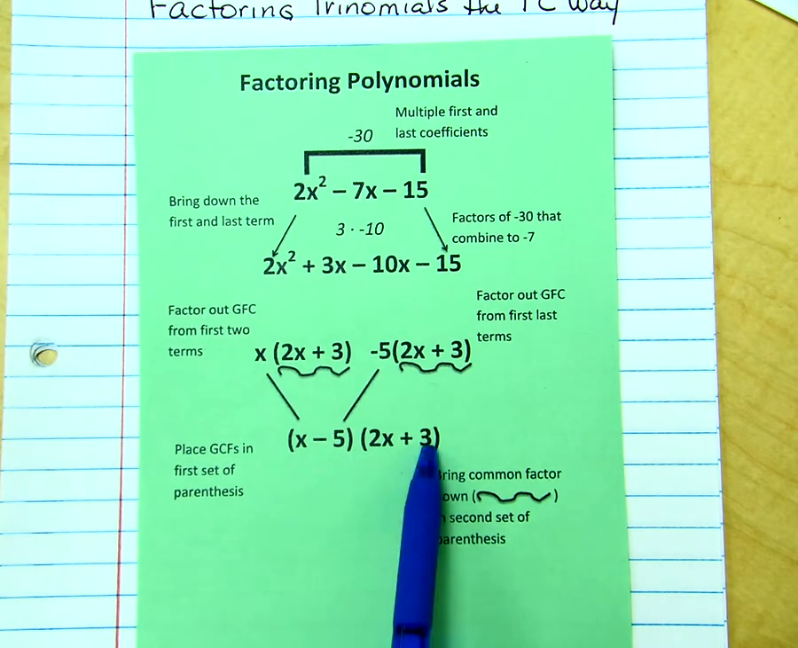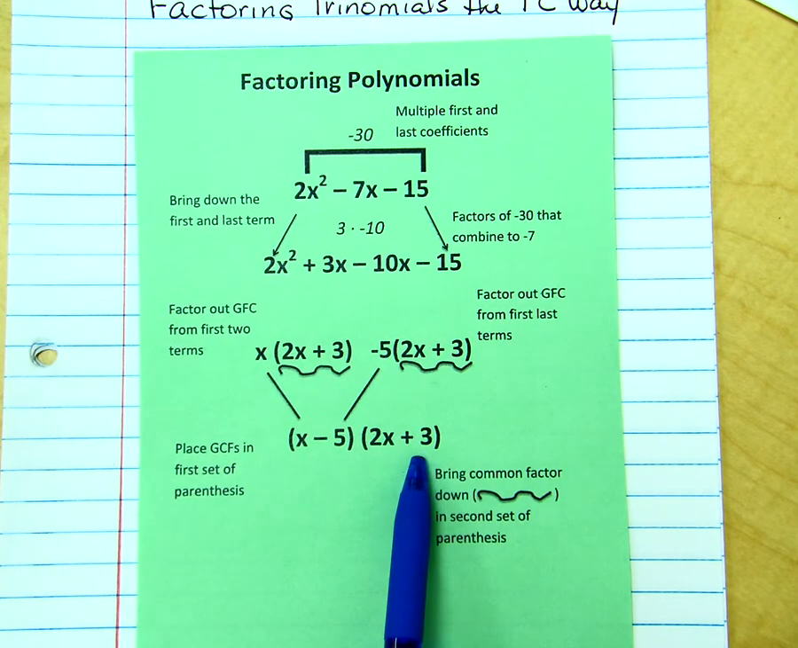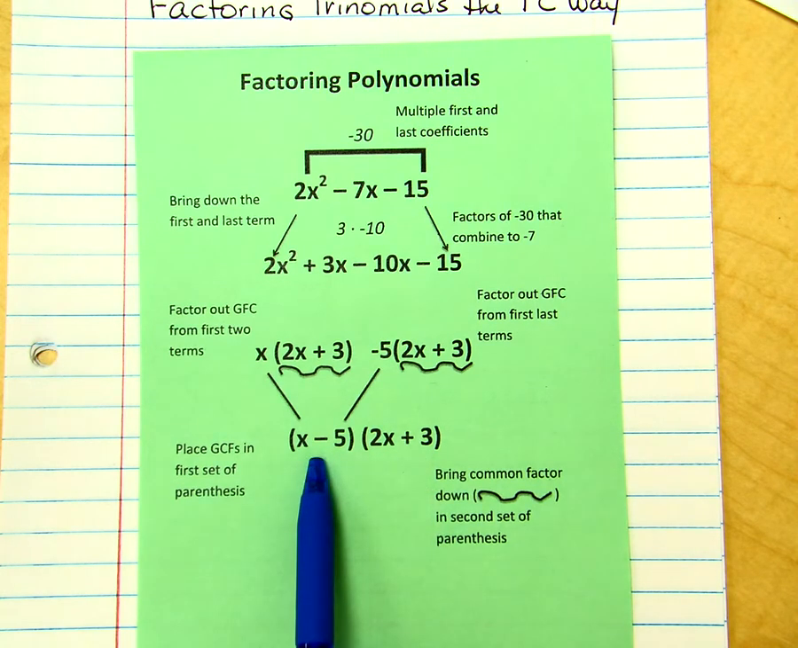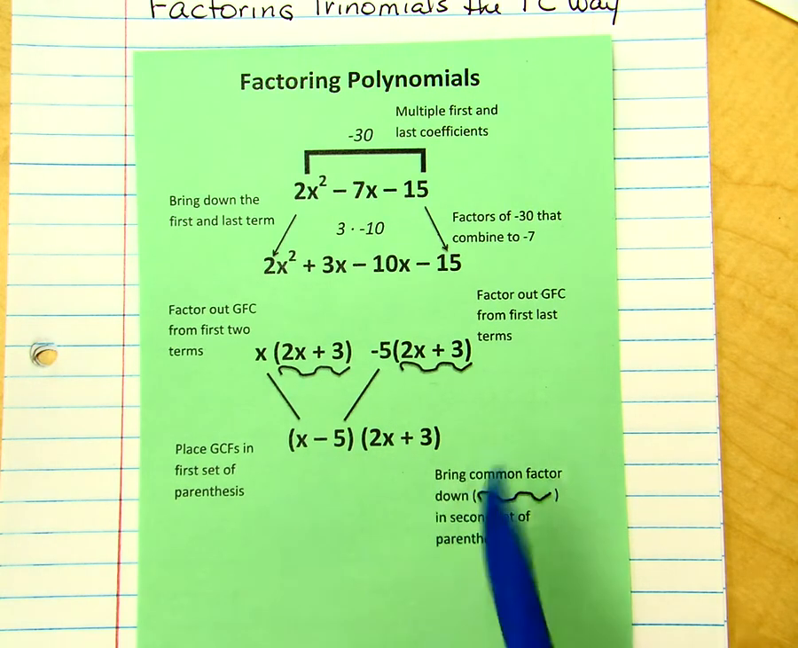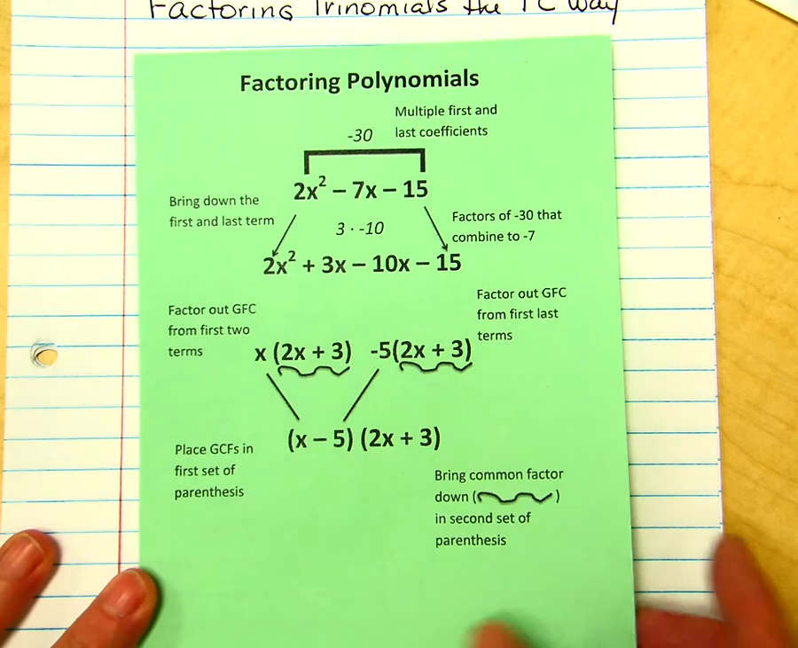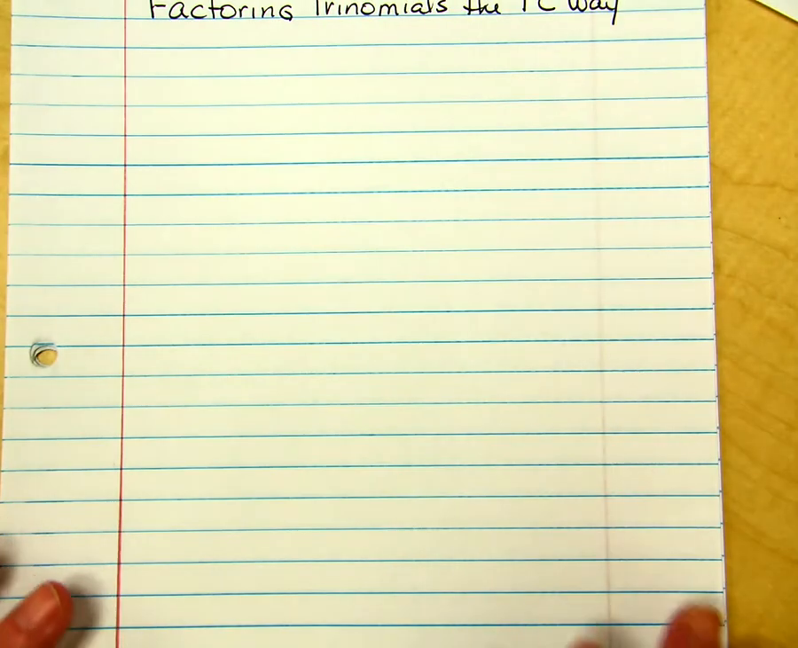It doesn't matter which order you put these in. If you want to write the 2x plus 3 first, that's fine. If you want to write the x minus 5 first, that is fine as well. Okay, so let's look at a few examples.